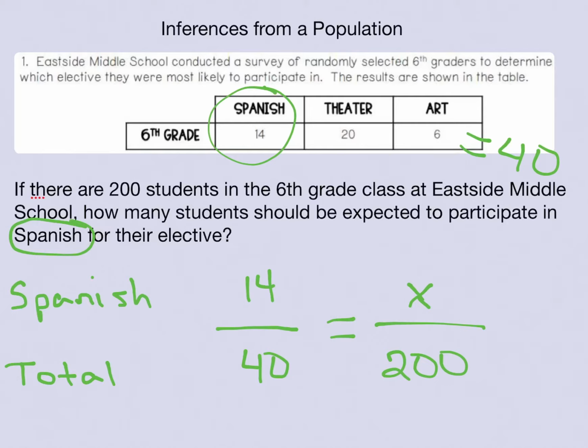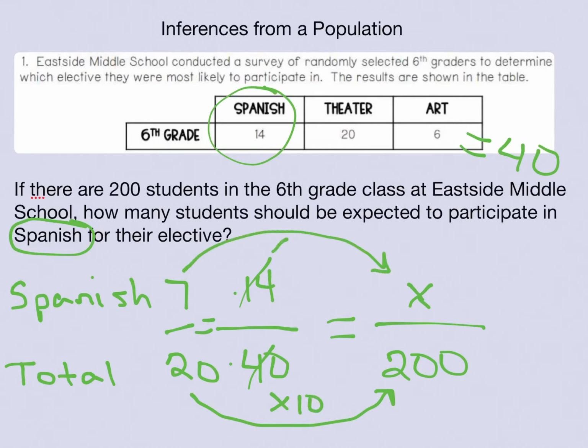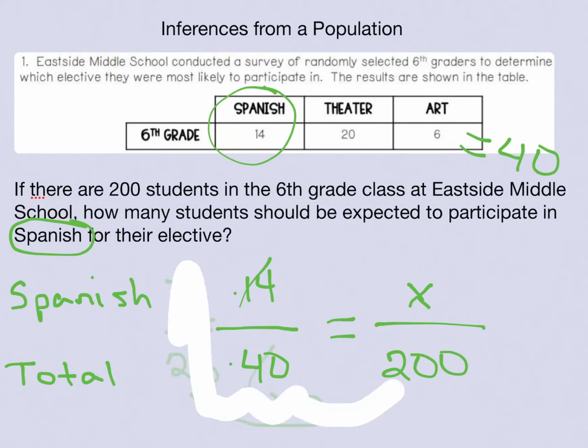One other way is that you can simplify our first ratio, which is the Spanish to the total in the sample. We can actually divide both 14 and 40 by 2 to simplify it, and that can simplify to 7 over 20. Now, this actually makes it even easier to find this relationship once we simplify, because 20 to 200, we multiply by 10. That's a little easier to see for some people. We do the same thing to Spanish, and 7 times 10 gives you 70. So again, you get 70 for your prediction.